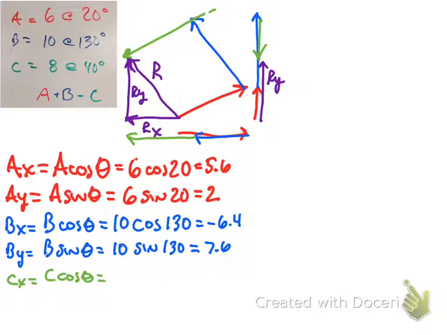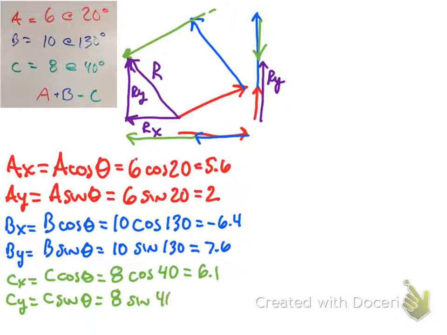Then again, the same thing for C. CX is C cosine theta. C is 8. And then we do the cosine of the angle, which is 40 degrees. And that gives us a value of 6.1. And CY, C sine theta, same numbers, 8 sine 40, gives us 5.1.